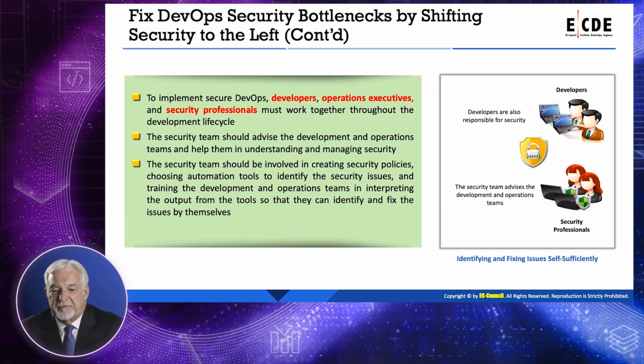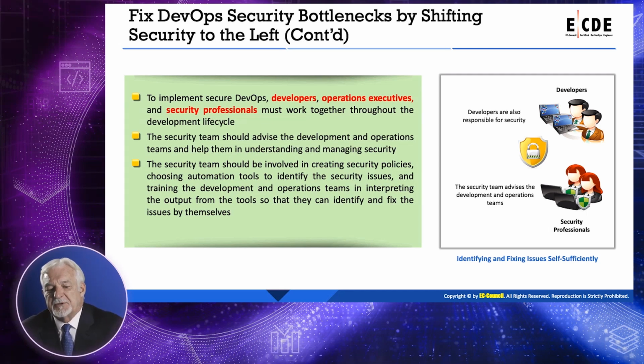We want to fix DevOps security bottlenecks by shifting security to the left. Now, shifting to the left just means that we're going to introduce security earlier in a process. To implement secure DevOps, developers, operations, and security professionals have to work together throughout the development lifecycle. The days of throwing requirements over the wall and seeing later if they were done is kind of over. The security team should advise the development and operations teams to help them understand and manage security.